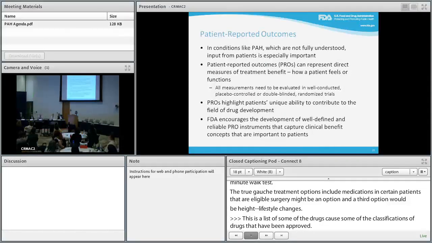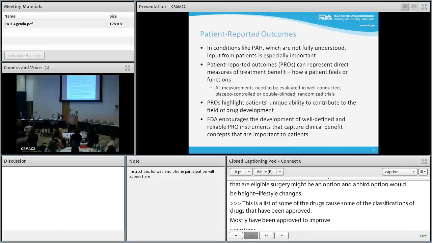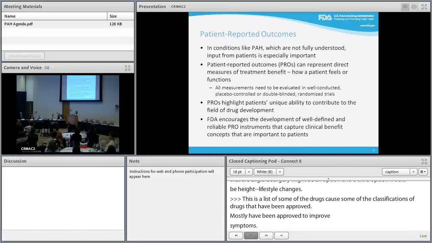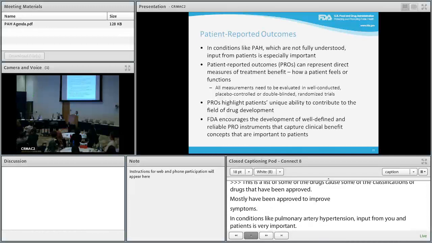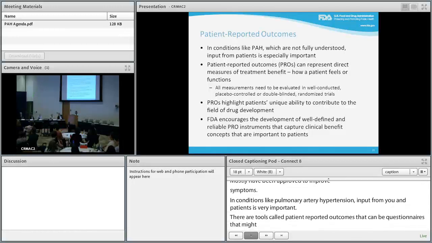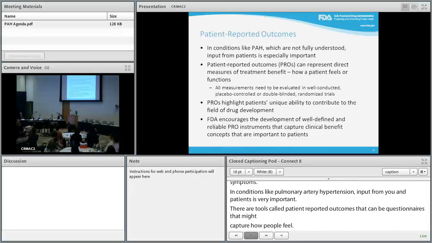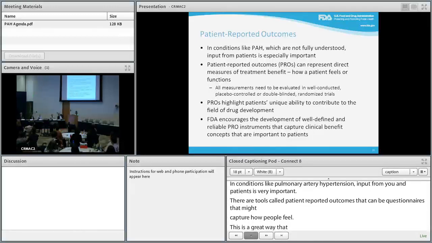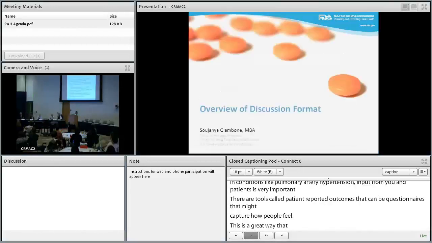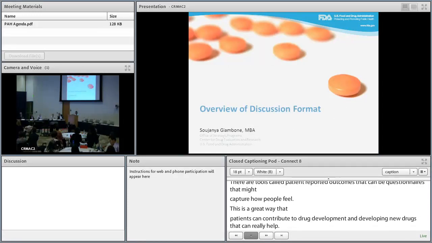In conditions like pulmonary artery hypertension, input from you and patients is very important. There are tools called patient-reported outcomes that can be questionnaires that might capture how people feel. This is a great way that patients can contribute to drug development and developing new drugs that can really help. I'm going to now turn it over to the overview of the discussion format. Thank you very much.